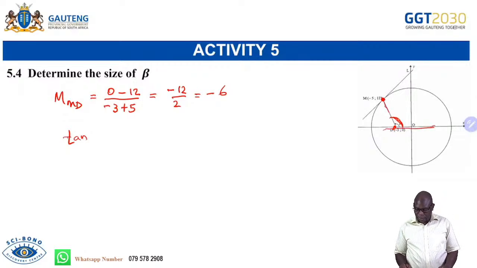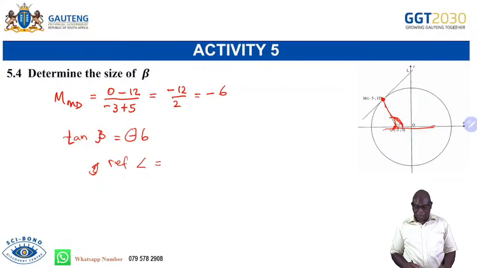Once I get the gradient, then I'll need the tangent, because it is the angle between the x-axis and the straight line. So the tangent of beta will be equal to -6. In this case, I see a negative. So what must I do now here? I must write a reference angle. Hope you get that. So I'm going to use shift tan with a positive value, which is 6 in this case.